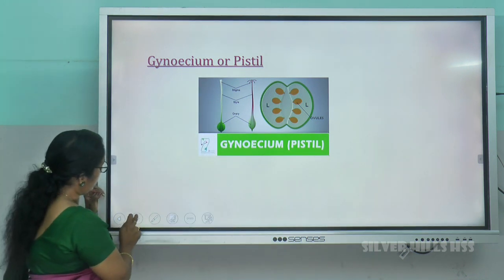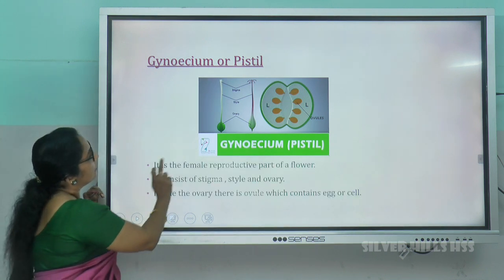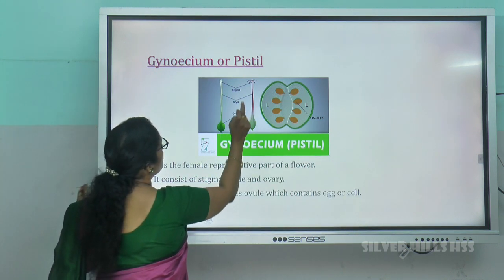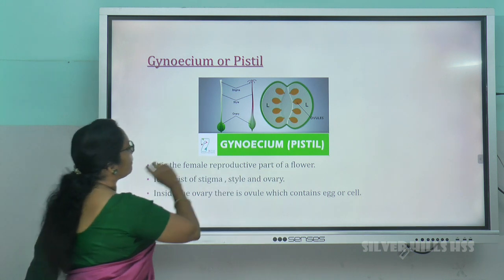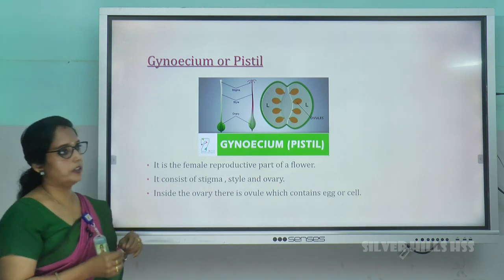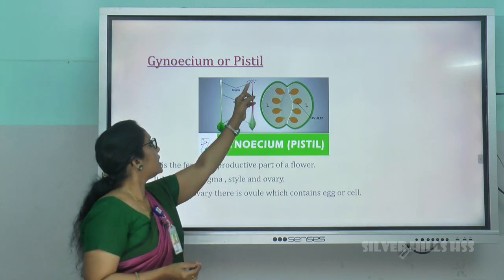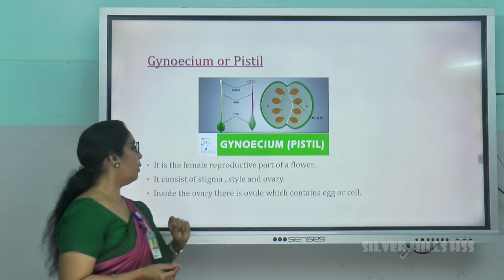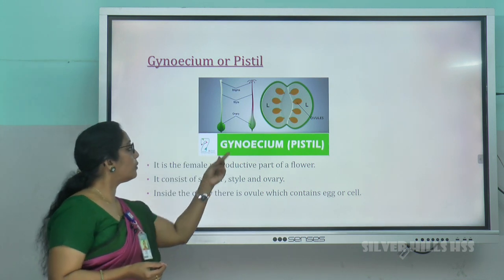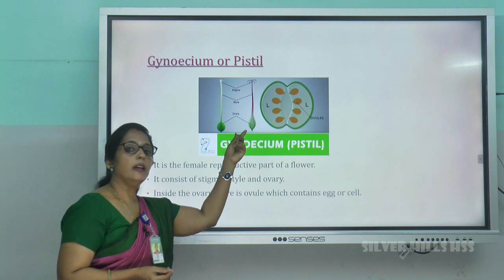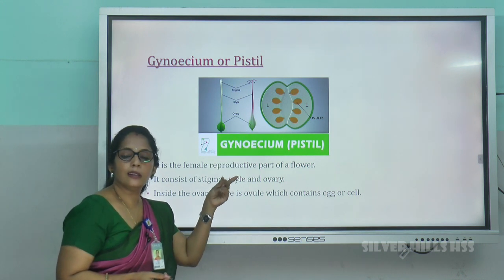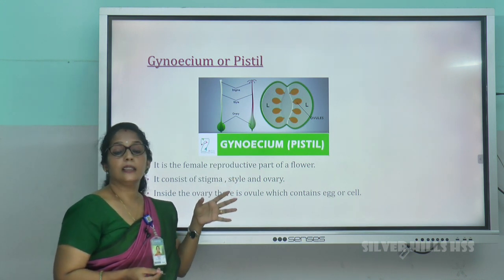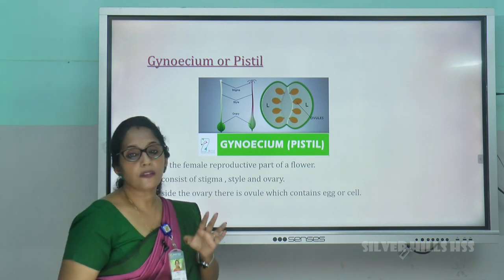So, gynoecium or pistil is the female reproductive part of a flower consisting of stigma, style and ovary. Inside the ovary is the ovule, and inside the ovule is the egg. These are the main parts of a flower.